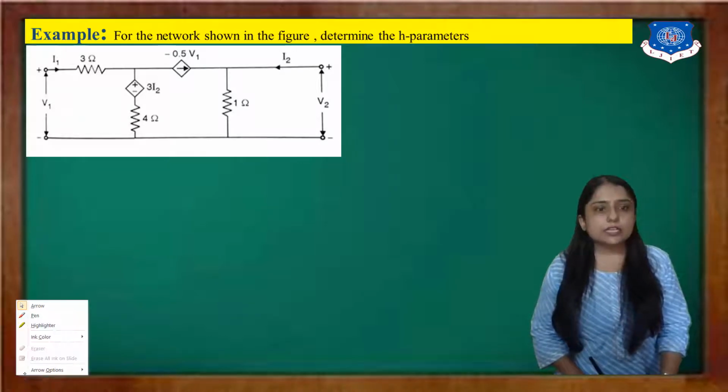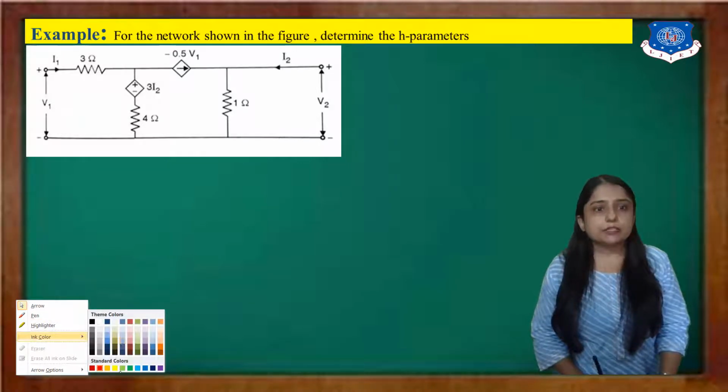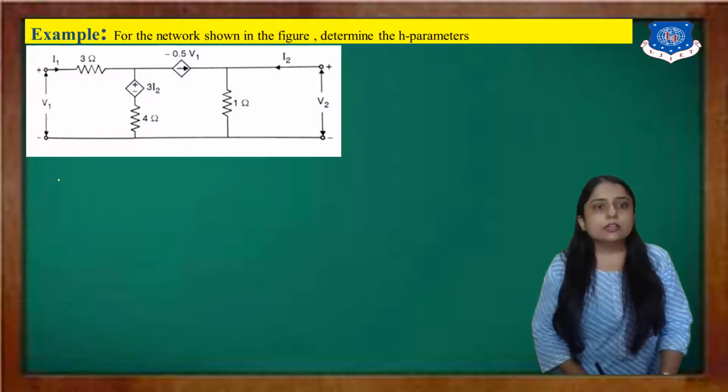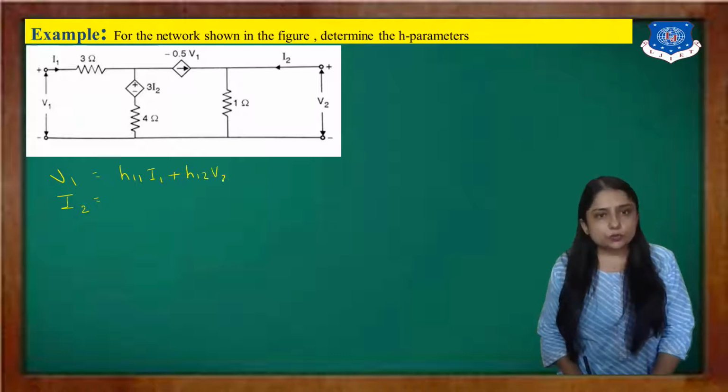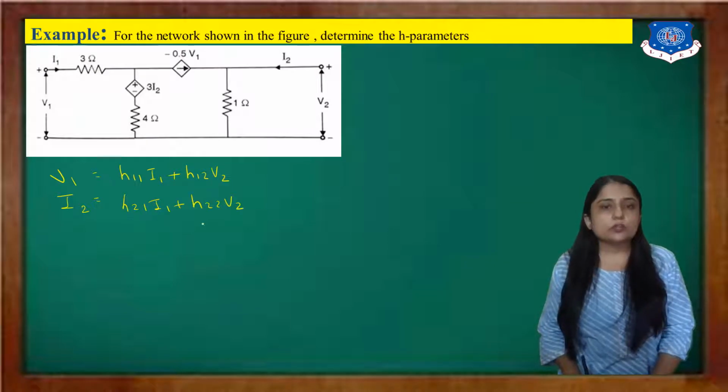So first of all, the equations of H parameter, that is in terms of V1 and I2. So here the equations are: V1 = H11 into I1 plus H12 into V2. Here I have I2 = H21 into I1 plus H22 into V2.